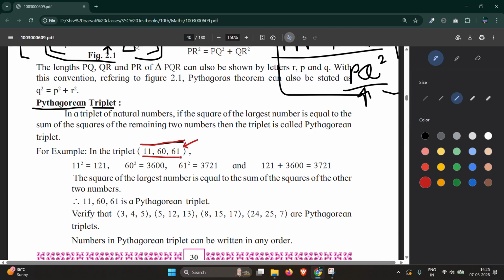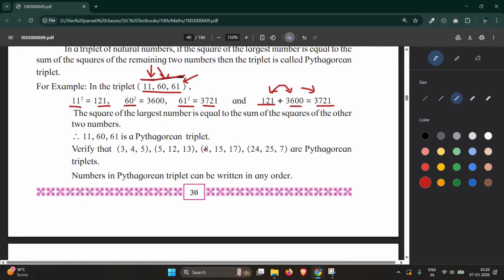If this is a Pythagorean triplet, then 61 squared should be equal to the sum of the squares of the other two numbers, that is 60 squared plus 11 squared. And if you see, 61 squared is 3721, and 11 squared is 121, plus 60 squared, 3600. If you add these both, you do get 3721. So, in fact, 11, 60, and 61 are a Pythagorean triplet.